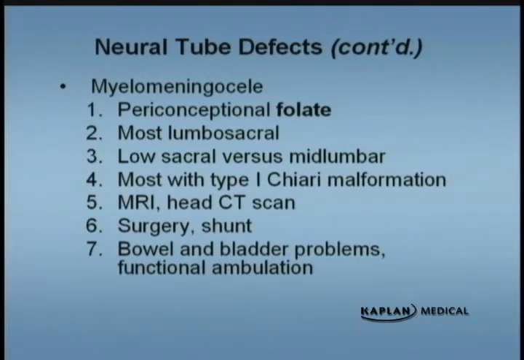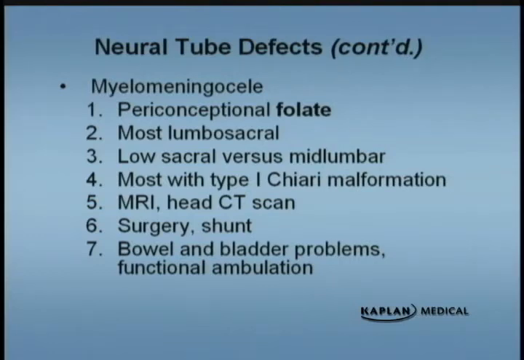Many patients that have the myelomeningocele will have a type 1 Chiari malformation. These patients require an MRI, and they all require head CTs to look for hydrocephalus and any other malformations. They require surgery to have the meningocele or the myelomeningocele closed. If they have hydrocephalus, they will most likely need shunting of the hydrocephalus.